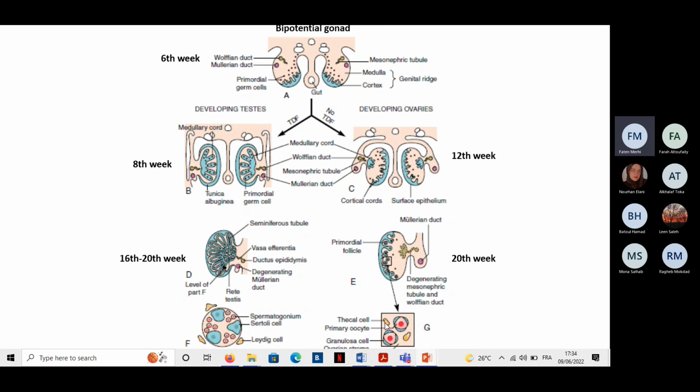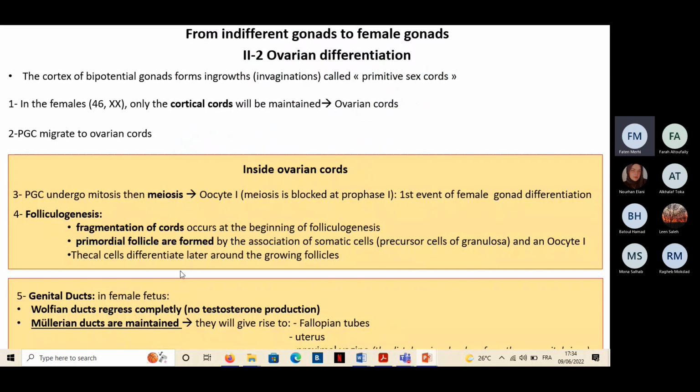And we will have also thecal cells formed in the mesenchyma. The thecal cells will differentiate later and will come from the mesenchyma around the growing follicles. Okay. Now the primordial follicle and the thecal cells are important for the hormonal development, the secretion of hormones.